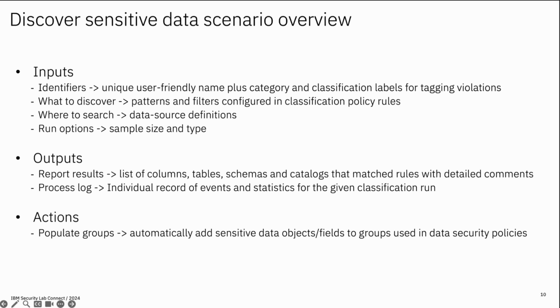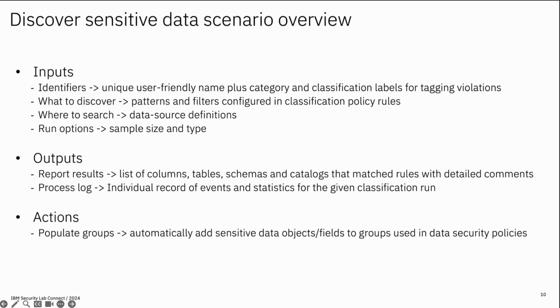And the magic happens in terms of what to discover, right? So that's where you define patterns and filters that are configured as classification policy rules that will define what kind of data we are going to search for. Now, you will also have to tell us where to search. That's going to be your data source definitions. And there are some other options that you can provide, and that's basically the sample size and sample type. And I'll be going over in detail during the demo what these individual components are.